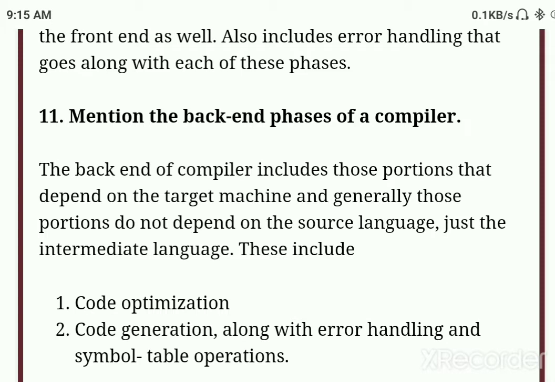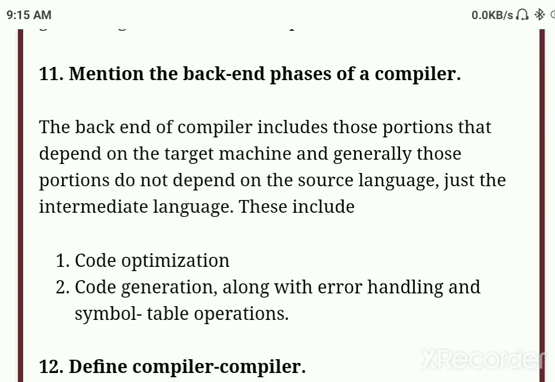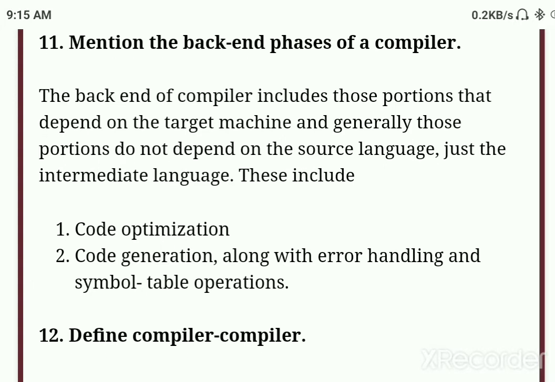Mention the back end phases of a compiler. The back end of a compiler includes those portions that depend on the target machine, and generally those portions do not depend on the source language, just the intermediate language. These include code optimization, code generation along with error handling and symbol table operations.